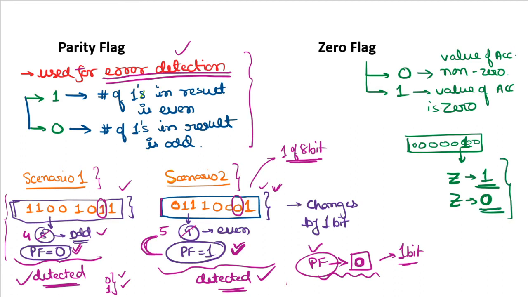Now the question that you should be asking yourself is, where do we use this zero flag? So where exactly is this zero flag used, right? So let's discuss a little bit about that as well. Okay, so zero flag is basically used in conditional or jump instruction.